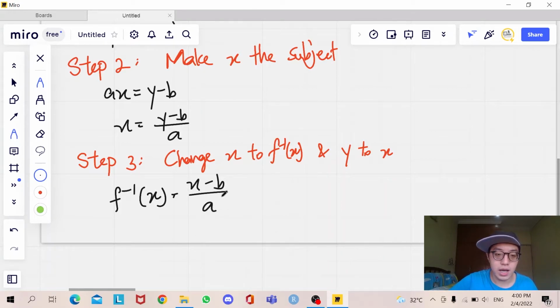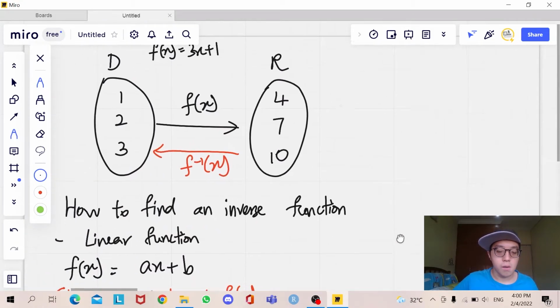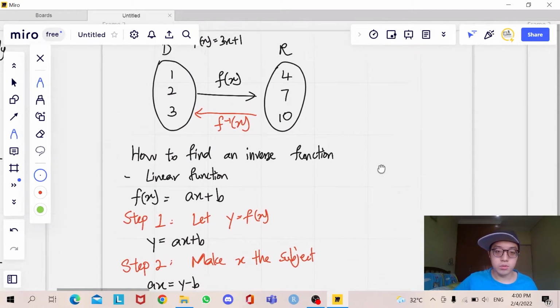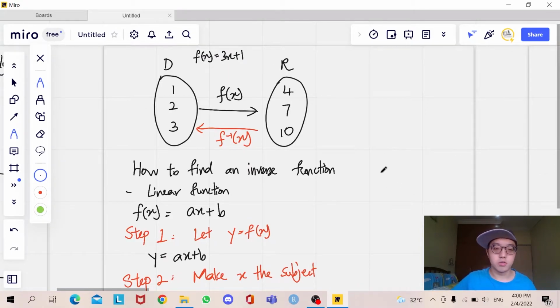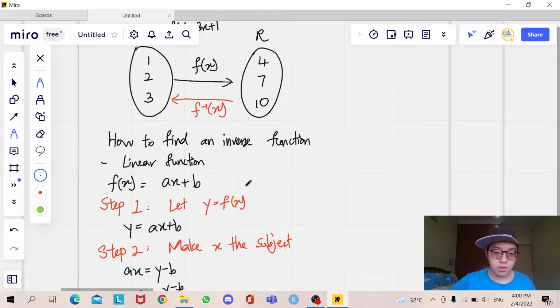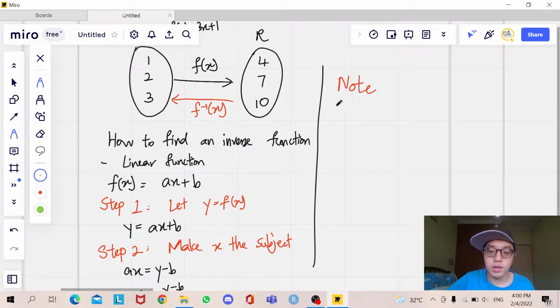So the inverse of f(x) is equal to x minus b over a. This is how you look for an inverse here. Then it will just map back from the range to the domain. There's something to take note of here.